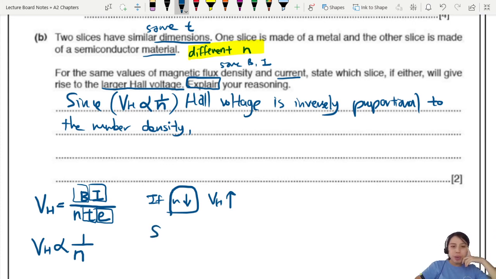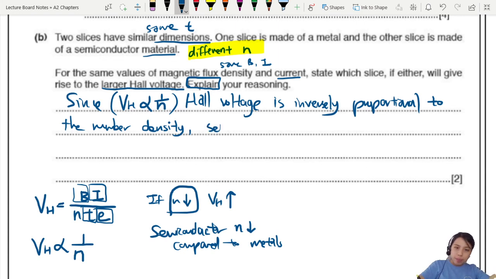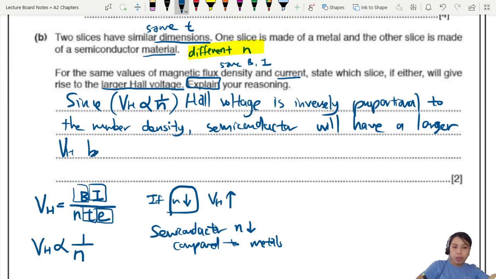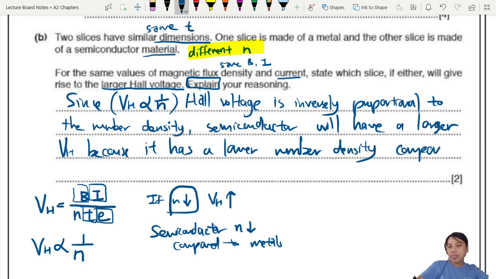Well, it's a fact. Semiconductor has a much smaller n compared to metals, or generic conductors. Okay, so we can say that as our final sentence. Just 2 marks, right? So we can say semiconductor will have a larger Hall voltage because it has a lower number density compared to metal. Wow, very complete sentence.